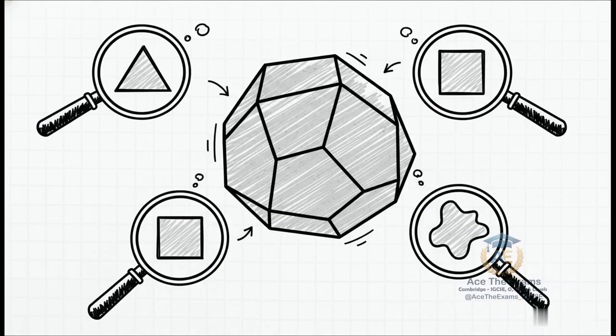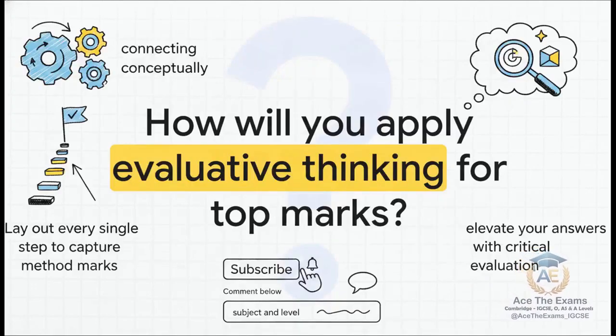Are there alternative interpretations for the roots? Did you consider different geometric perspectives on the Argand plane? This level of analysis is the ultimate hallmark of a true A-star student. So, how will you apply this evaluative thinking to guarantee that A-star?